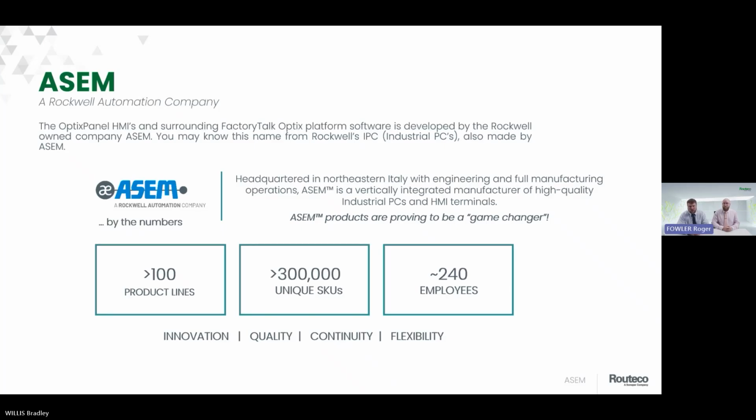Rockwell purchased an Italian company called ASEM. This was a few years ago now, around 2020. You may well recognize the ASEM logo from Rockwell's VersaView 6300 range of industrial PCs: 6300P panel PCs, B box PCs, T thin clients, and M monitors. If you've seen any of the part numbers, you'll know they're quite long.